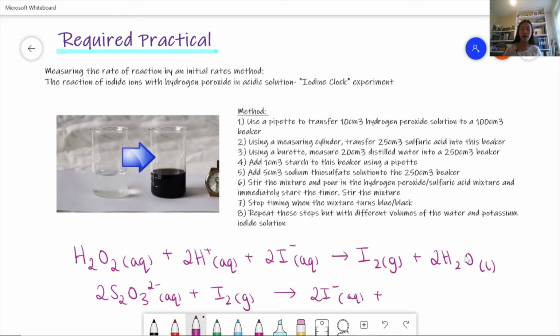and this S4O6 2 minus ion. And so when the iodine is produced and has reacted with all of the thiosulfate ions present, excess iodine remains, and this remains in the solution. So then reaction with starch forms the dark blue color that we see. So if we vary the concentration of I minus, we can determine the order of reaction with respect to I minus ions.